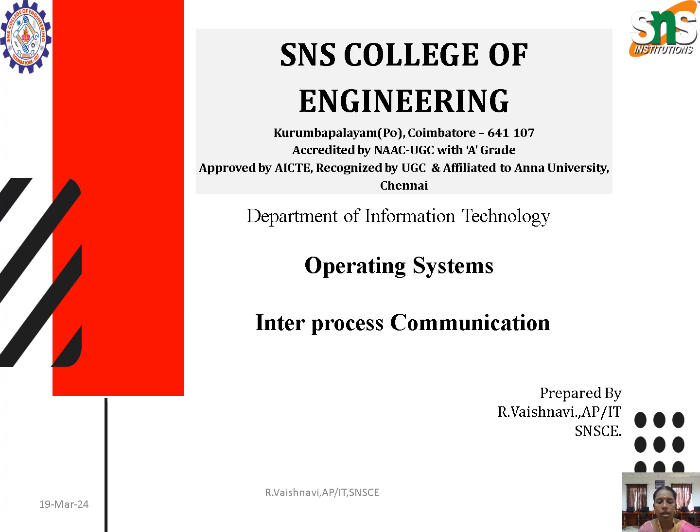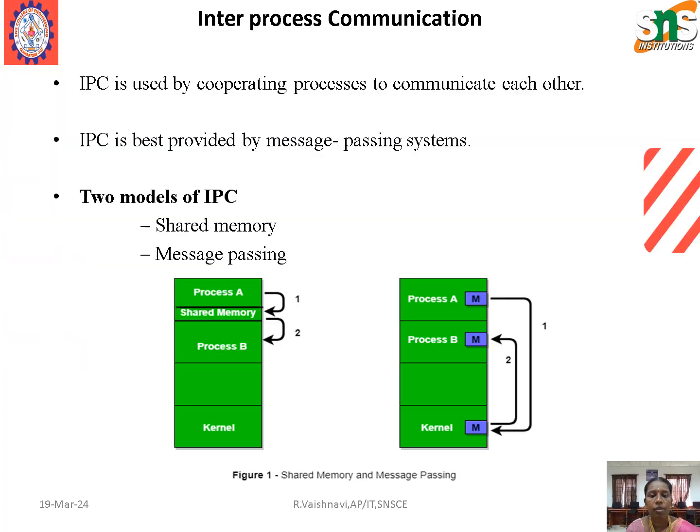Now we are going to see about inter-process communication in operating systems. Inter-process communication is used by cooperating processes to communicate with each other. Inter-process communication is best provided by a message passing system. Here we have the two models of inter-process communication. First one is shared memory, second one is message passing.